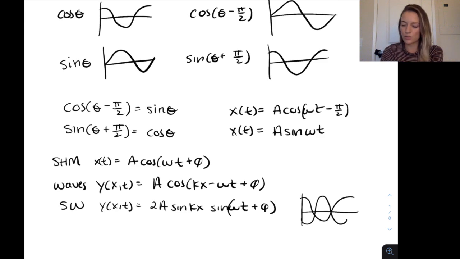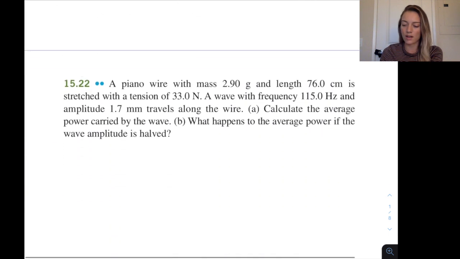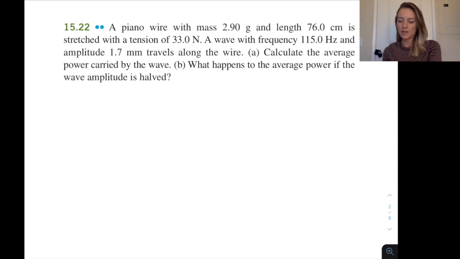All right, now let's just do a problem on power. So we have a piano wire with mass of 2.9 grams and length of 76 centimeters stretched with a tension of 33 newtons. A wave with frequency 115 hertz and amplitude of 1.7 millimeters travels along the wire. And the first thing we want to do is calculate the average power carried by the wave.